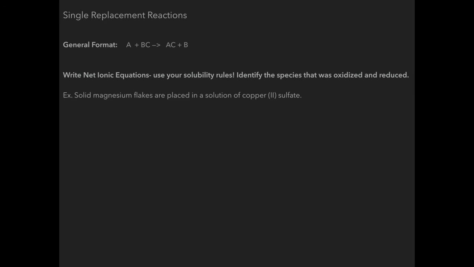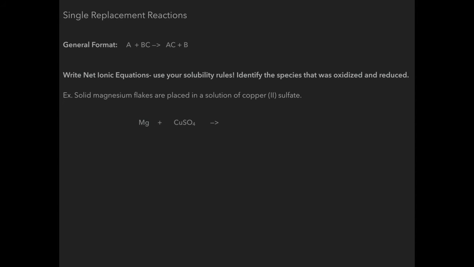So we're now going to be able to talk about single replacement reactions and really analyze them. The general format for a single replacement reaction is one element, A, reacting with a compound, BC, and A actually goes in and kicks B out, and it'll become AC plus B. So let's look at an example. Notice here, it's asking me to write the net ionic equation and to identify what's being oxidized and reduced. When I start out, I have solid magnesium, which means I just have Mg, and it's going to react with copper 2 sulfate, which would be CuSO4.